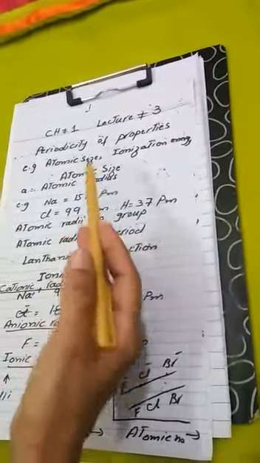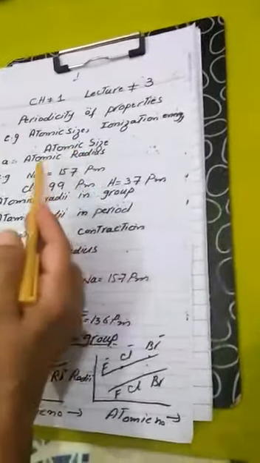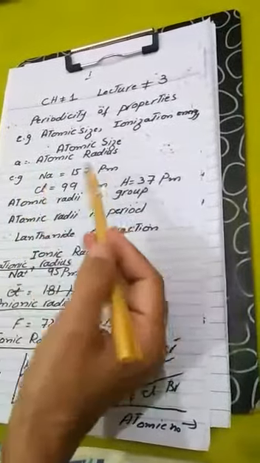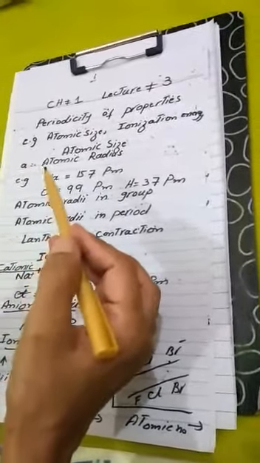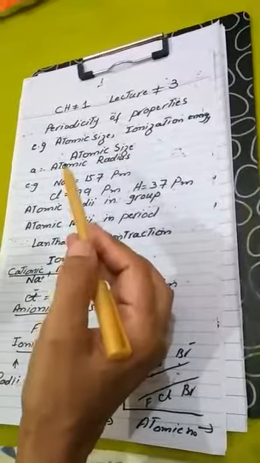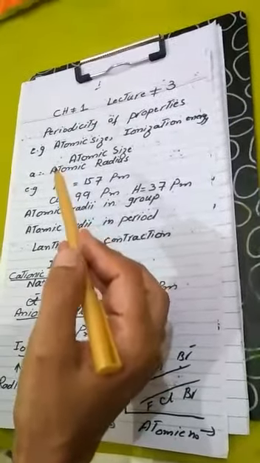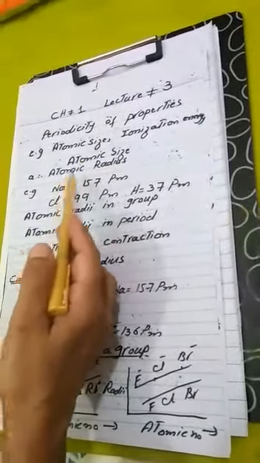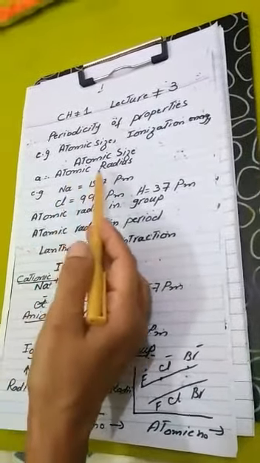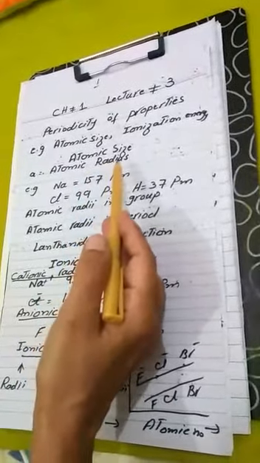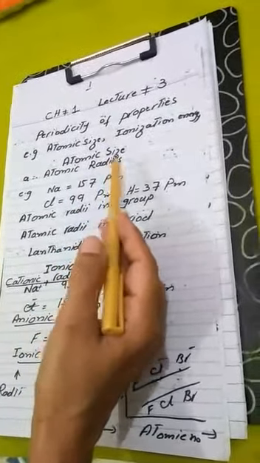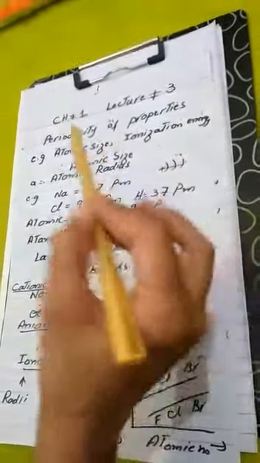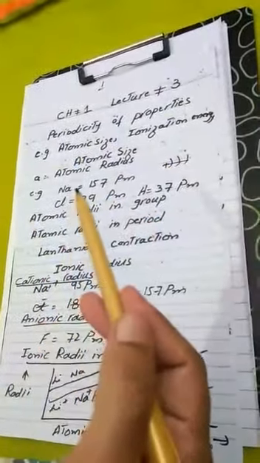Atomic size. Then we will discuss atomic size in groups and periods. All topics in this chapter we will discuss in groups and then in periods. Atomic radius: the average distance between the nucleus of an atom and its outermost shell is known as atomic radius.